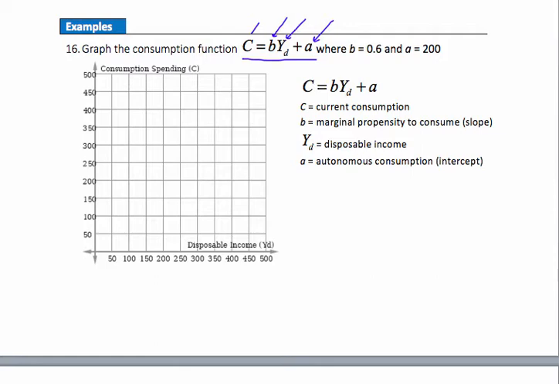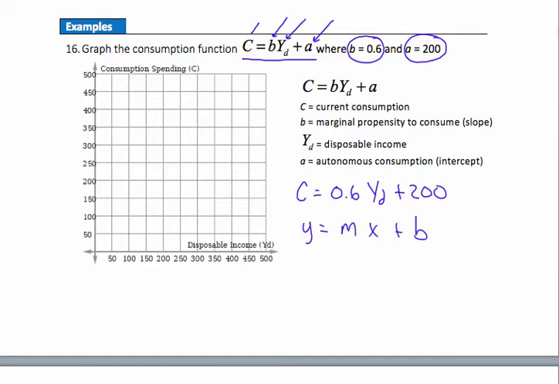So we are going to plug this information in. Notice here, B, our marginal propensity to consume, is 0.6, and our autonomous consumption is 200. So let's first write that equation. C equals 0.6 Y sub D plus 200. Now remember, this is just like our slope-intercept form. We'll think about this as y equals mx plus b. So 200 is going to be our y-intercept there.